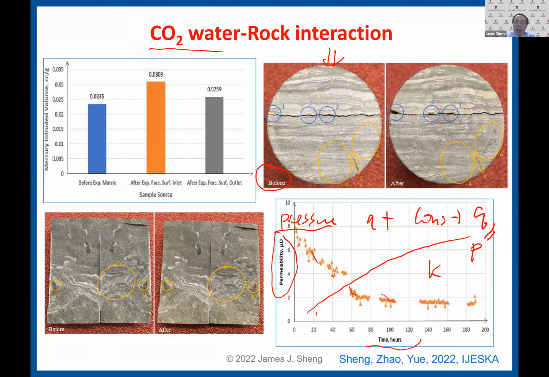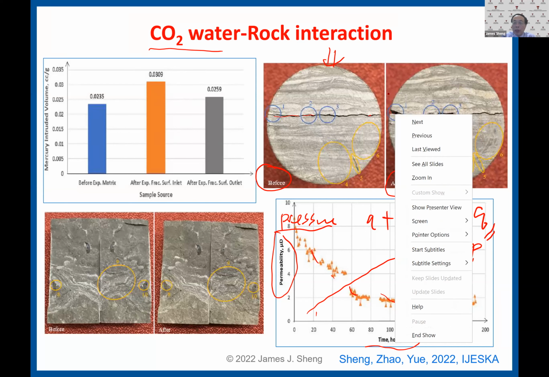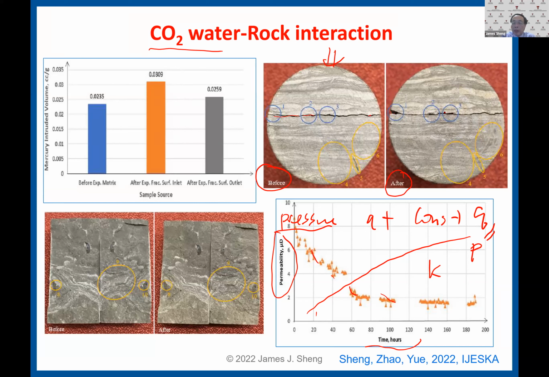Then you can see we cracked the reservoir, we cracked the rock. So here you have a fracture, and then this is after injection. You can see some rock was dissolved, and the fracture became locally larger, became bigger, right?